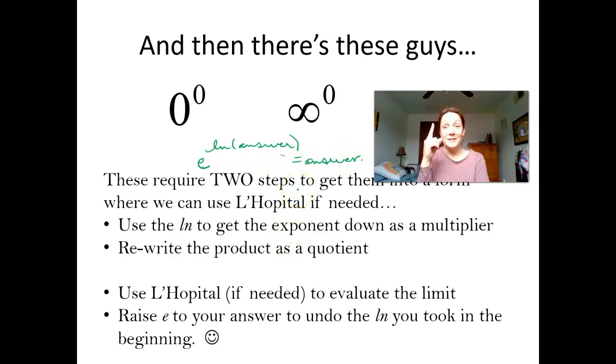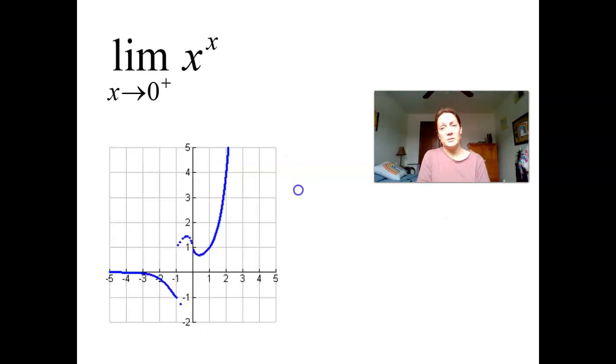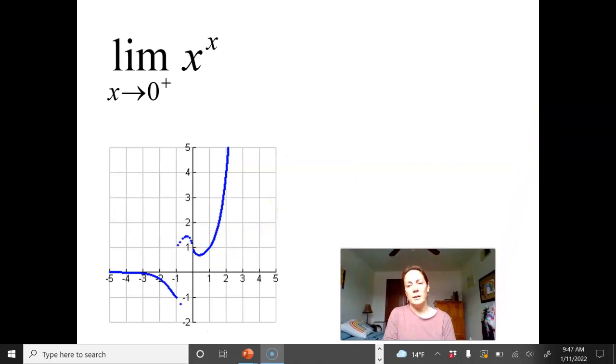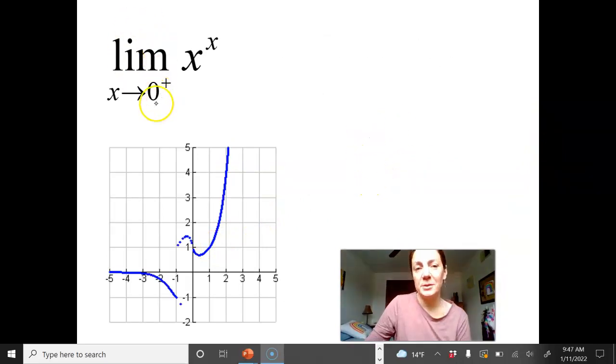Okay. So first we take the natural log to rewrite it. Then we do all the L'Hopital stuff that we would normally be able to do. And then to undo the fact that we took the natural log, we exponentiate in the end. Okay. Again, AP doesn't make us do this. I just wanted to talk to you briefly about what you would do. So let's look at one real quick. Notice this is only a one-sided limit. How fun that is. Okay.